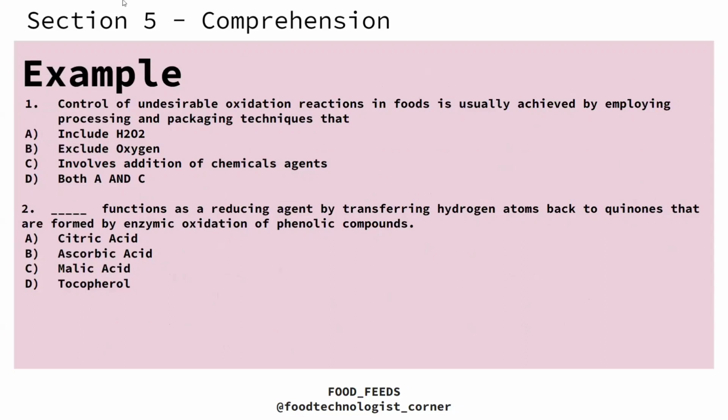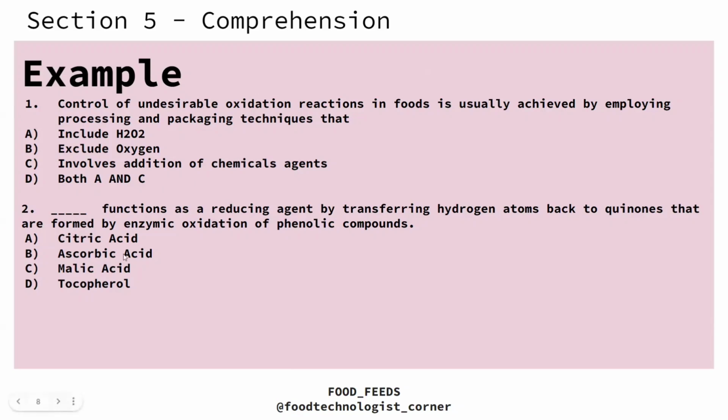The first question asked is: control of undesirable oxidation reaction in foods is usually achieved by employing processing and packaging techniques that, option A, include H2O2, that is hydrogen peroxide; B, exclude oxygen; C, involve addition of chemical agents; D, both A and C. So here the right answer is both B and C, because undesirable oxidation happens because of the presence of oxygen. So definitely we need to exclude the oxygen, as well as involve the addition of chemical agents, which are added in order to inhibit the oxidation process. So both of these are right answers for the first question.